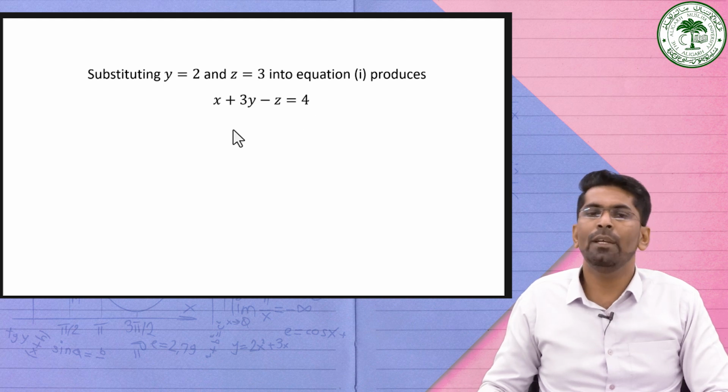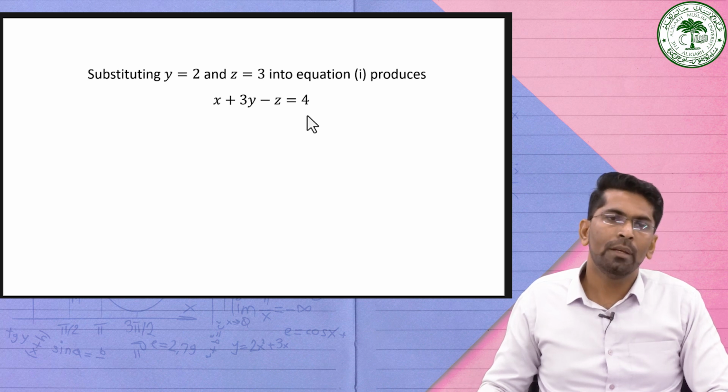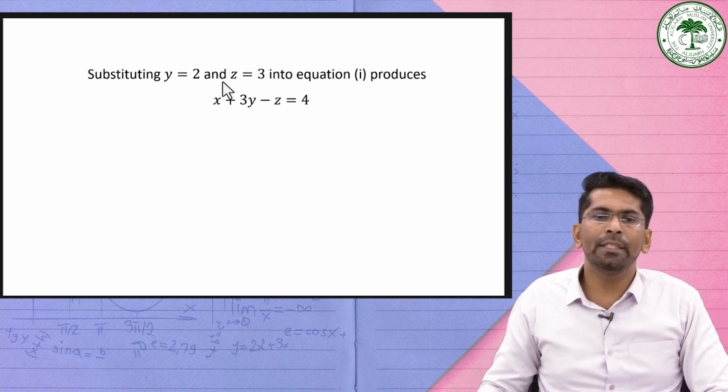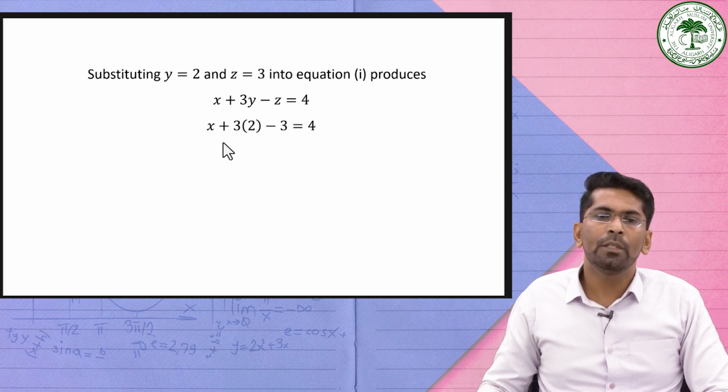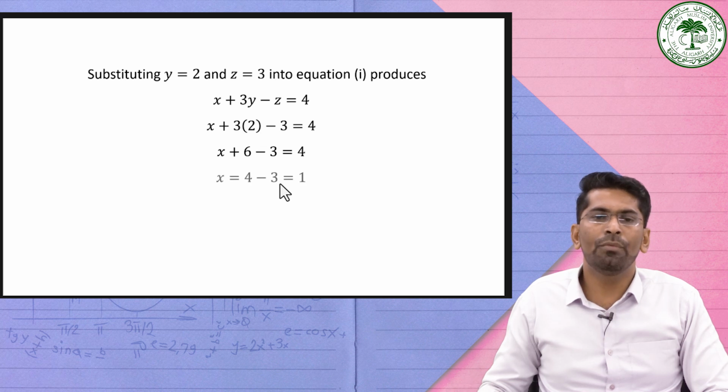Equation number 1 is x plus 3y minus z is equal to 4. Substituting the value of y is equal to 2 and z is equal to 3, this becomes x plus 3 into 2 minus 3 is equal to 4. So it will become x plus 6 minus 3 is equal to 4. So x is equal to 4 minus 3, which is equal to 1.